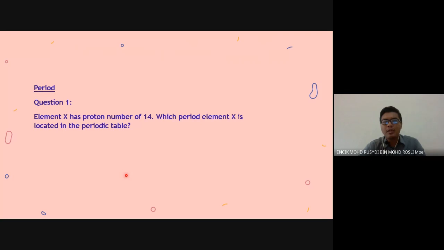So berdasarkan apa? Kita tengok dia punya proton number and then from proton number kita tuliskan dia punya electronic configuration. So here we have 1s2, 2s2, 2p6. So ni dah 10 and then we have 4 more electrons. So we have 3s2, 3p2. So our highest principal quantum number is 3. That's why it is in period 3. So yes, correct.